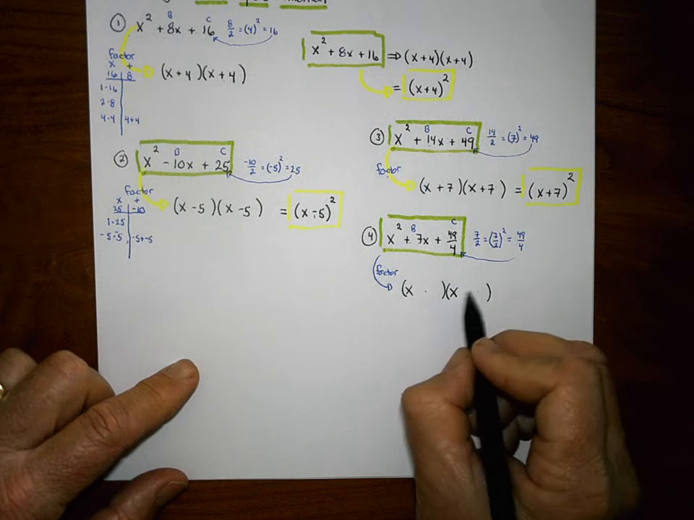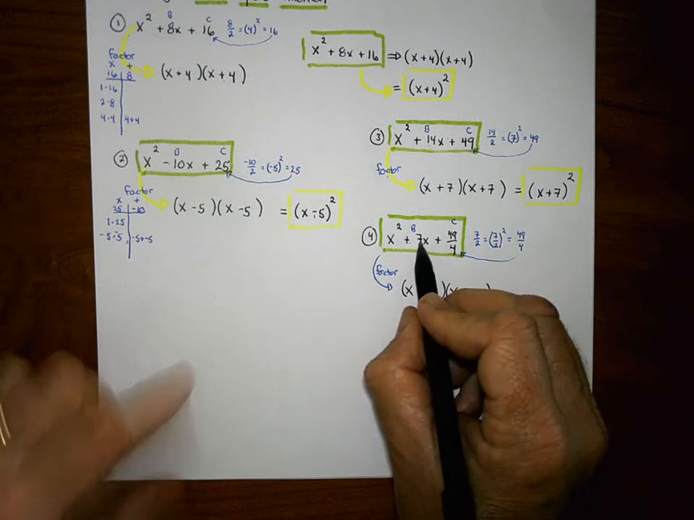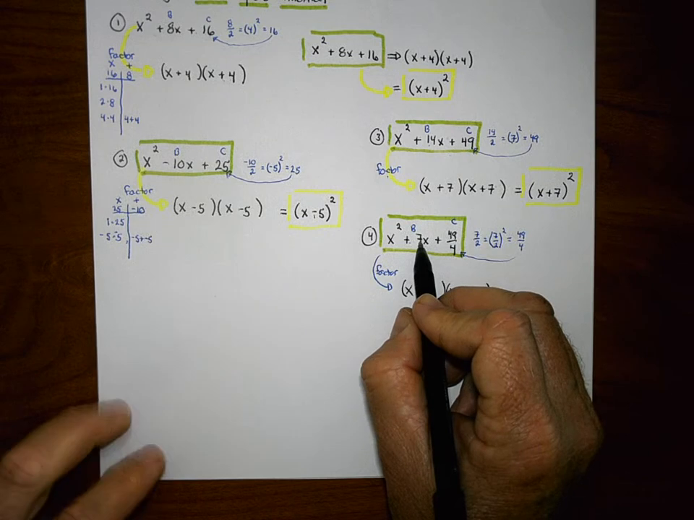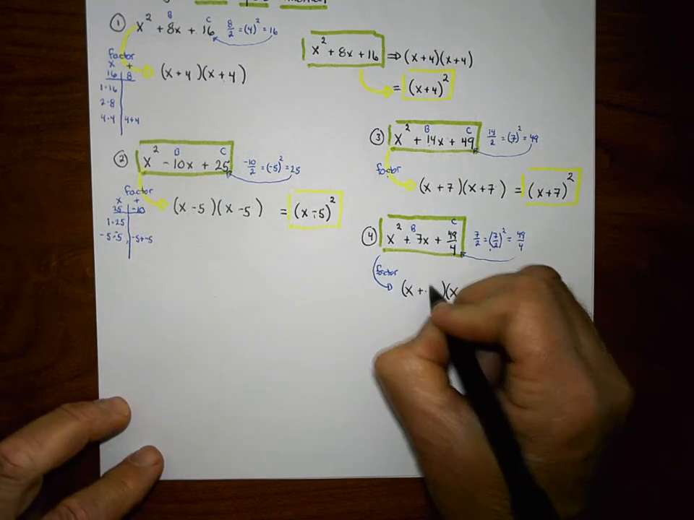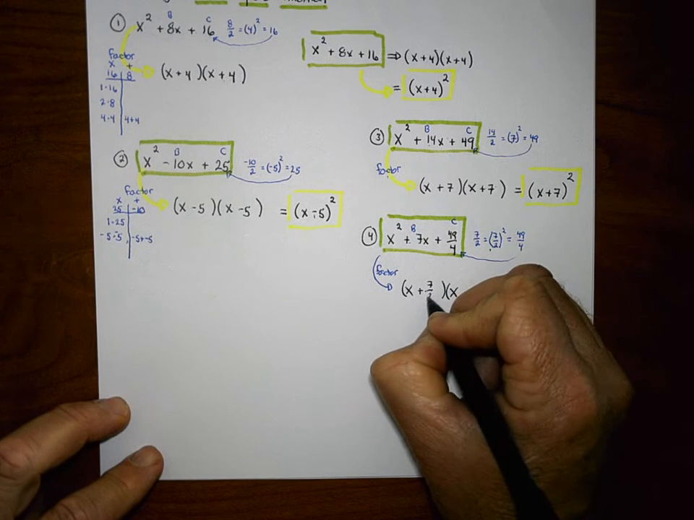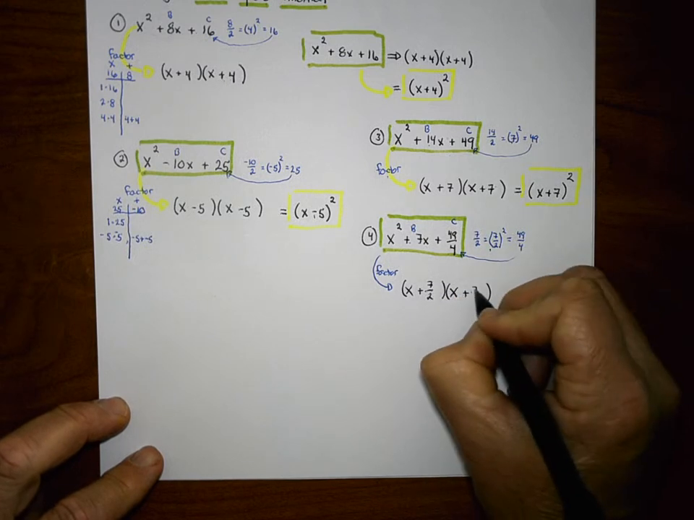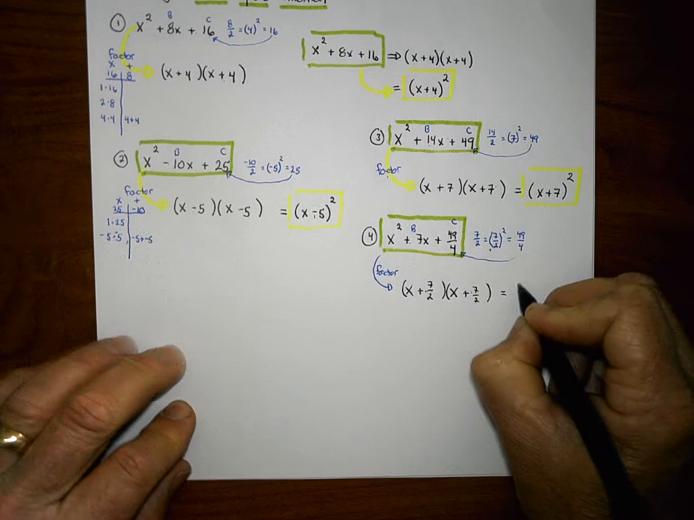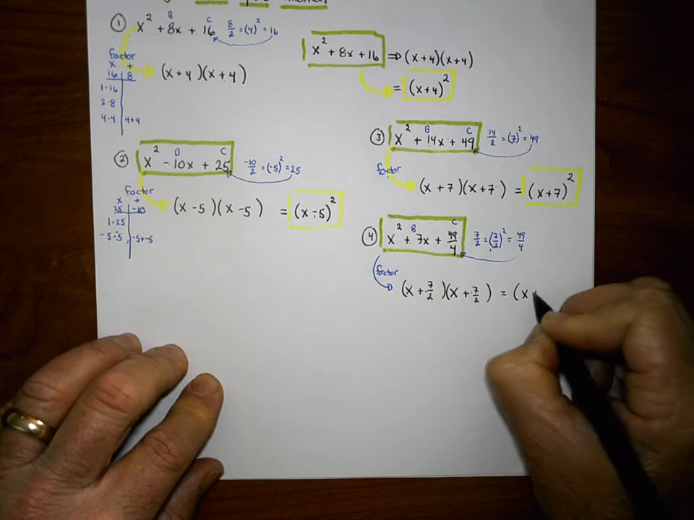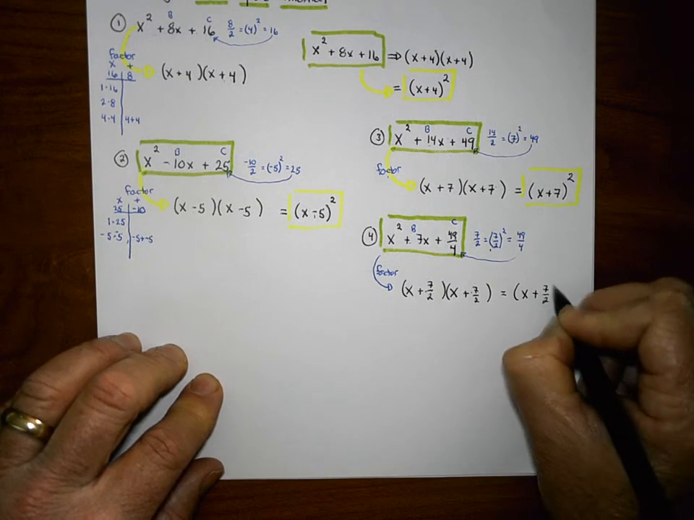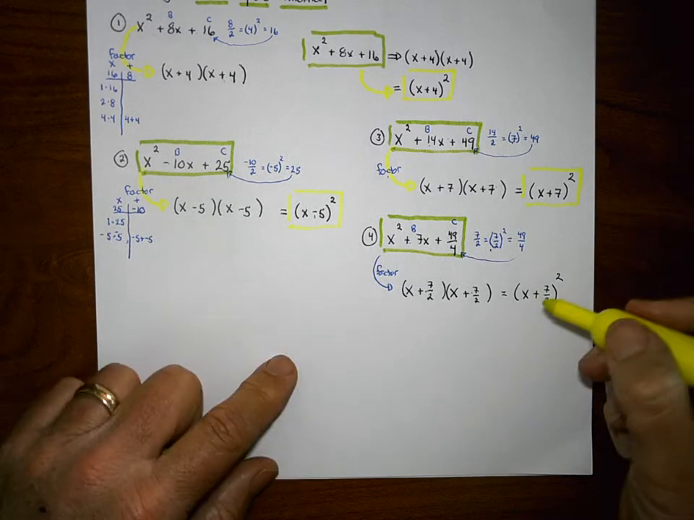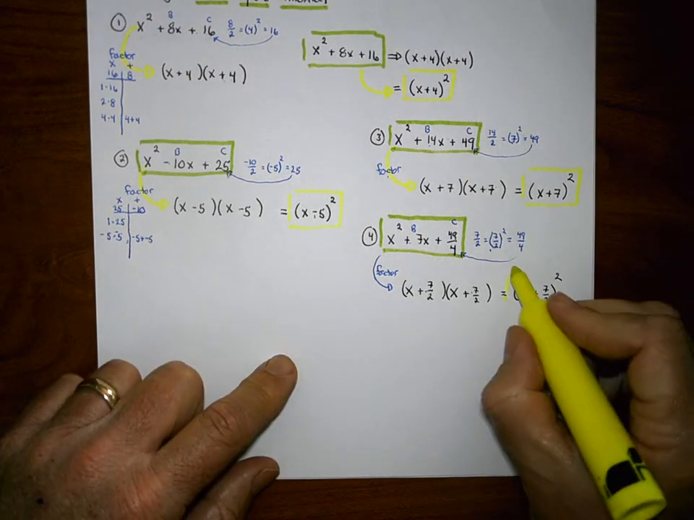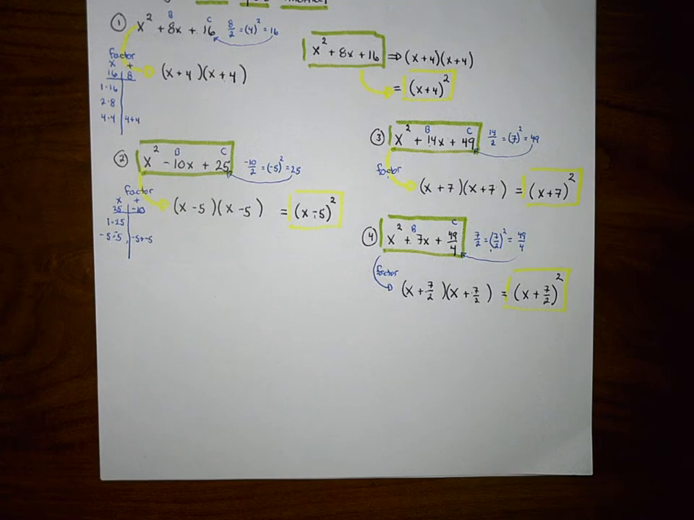So what number do I put here? Well, it's half of the b value. So what's half of 7? It's 7 over 2. Positive 7 over 2. So I'm going to get x plus 7 over 2 and x plus 7 over 2, which means we have two sets of x plus 7 over 2's. So that means that's going to factor into x plus 7 over 2 quantity squared. Okay, so that would be how we factor a perfect square trinomial.